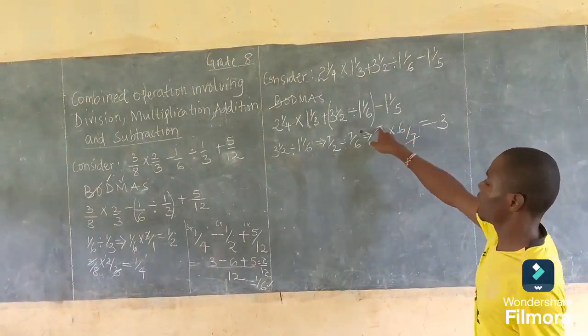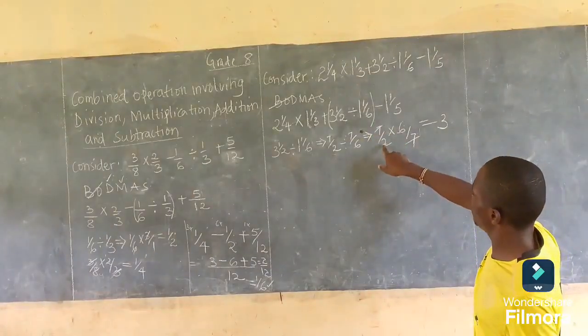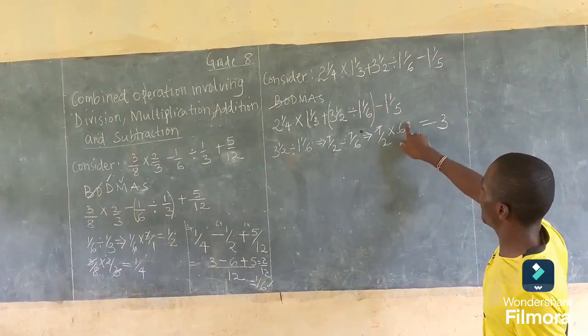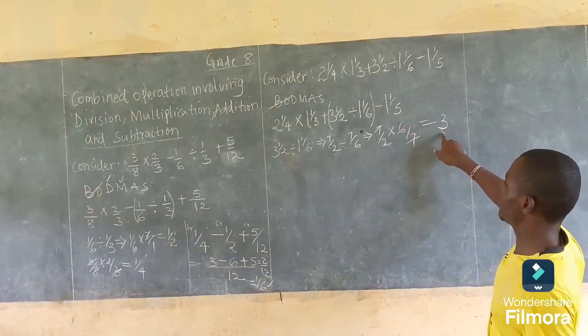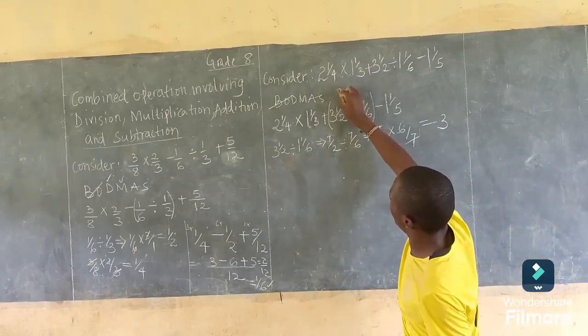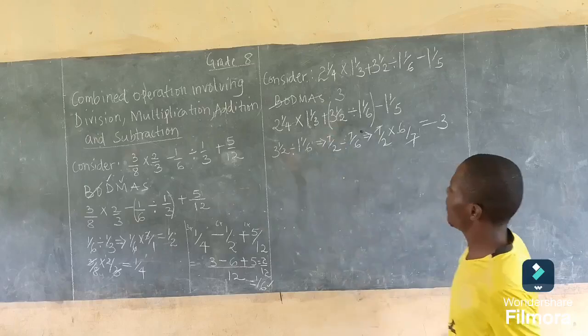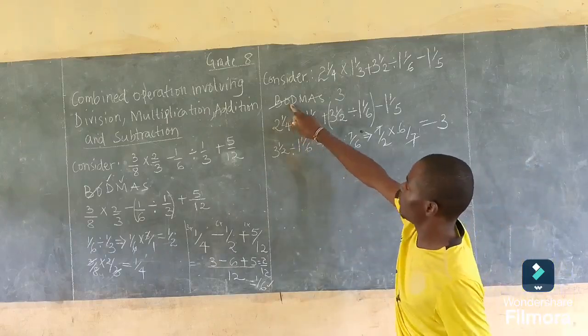So 7 and 7 cancel out. I'm left with 2 here and 6. 2 here, 1 here, 3. And that's why my answer is 3. So the whole of this, the answer is now 3. So I'm done with the division.